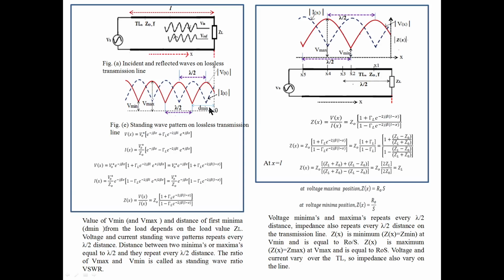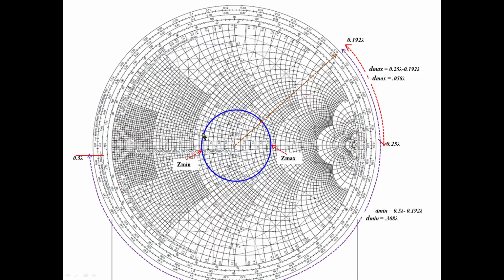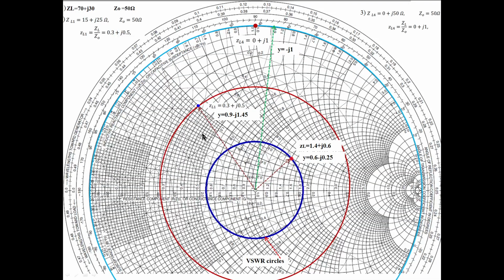I already told you about VSWR in the previous classes, and its importance. So to draw that circle, it is called the VSWR circle. Over that circle, the VSWR remains the same. The reflection coefficient magnitude also remains the same over that circle. So now, to draw the VSWR circle, what do we have to do?